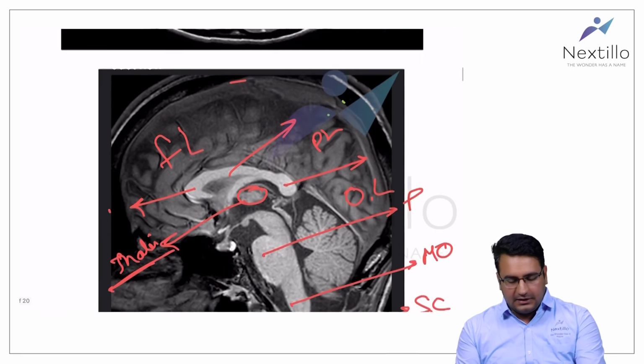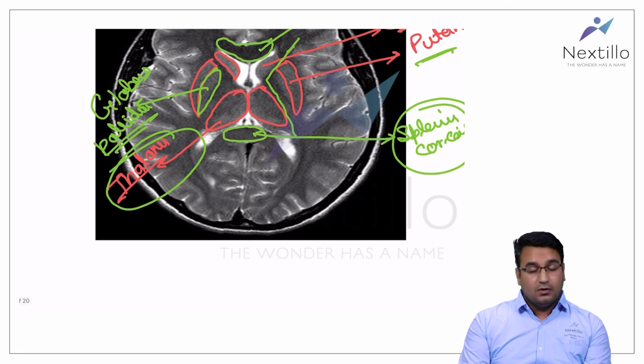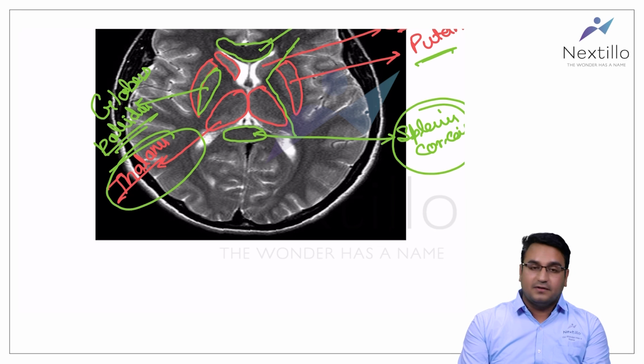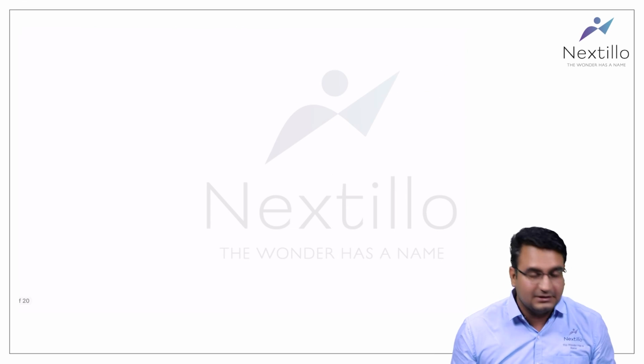So we have completed an important part. Before you go to your exam, just revise it, because it is expected that you can get at least one question out of this. Now what we are going to discuss next is hemorrhages.